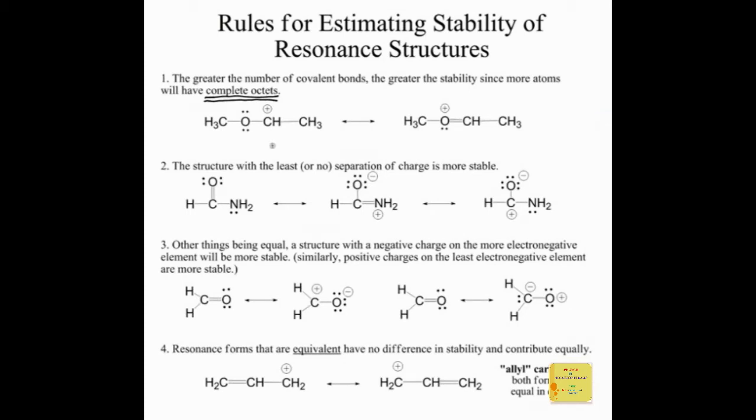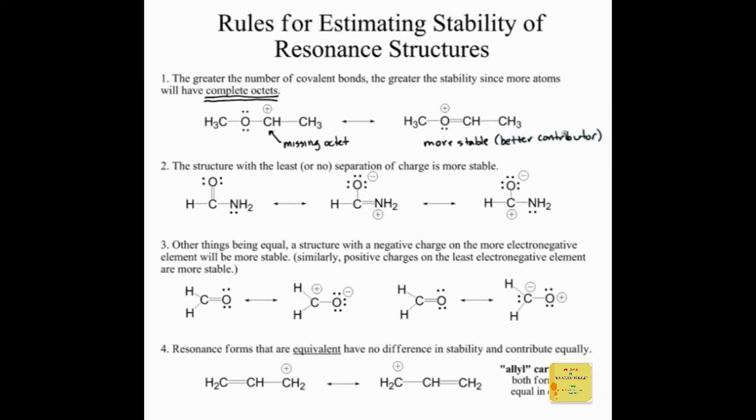So when we compare these two structures, we see that this carbon is missing an octet, while in the second structure, every atom has a complete octet, a total of 8 electrons around it. So this is more stable. We also describe it as being a better contributor.